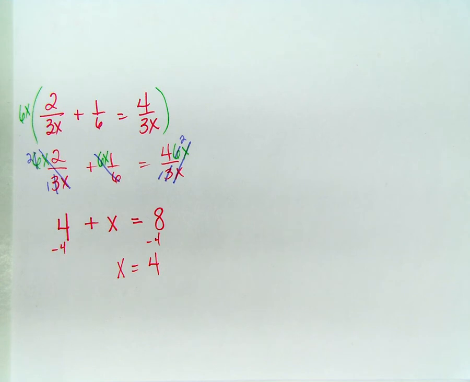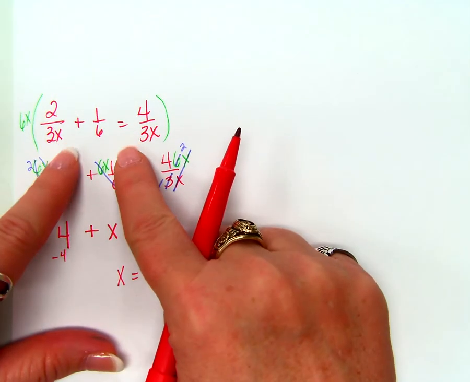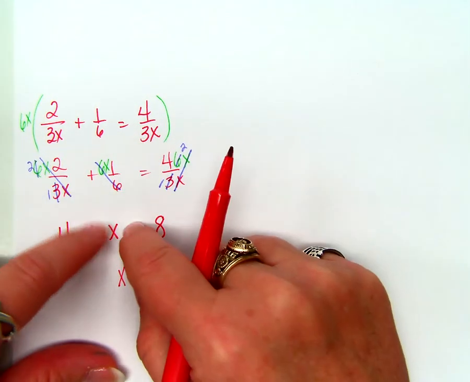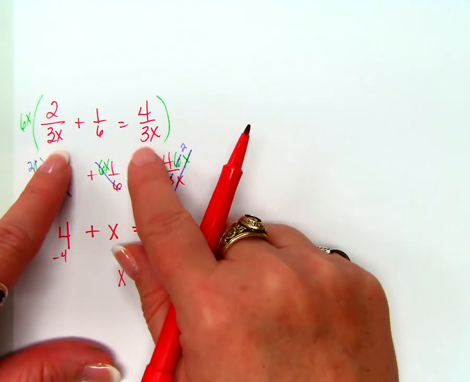Is it the right answer? Should we check? I mean, really, is that really important? Yes, okay. We're going to go all the way back to the top. We don't want to go here because we could have made a mistake here. Let's go all the way back to the top, okay?